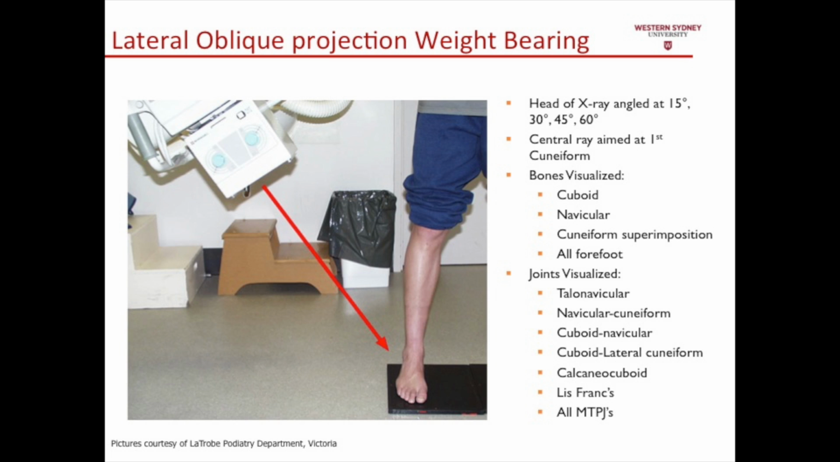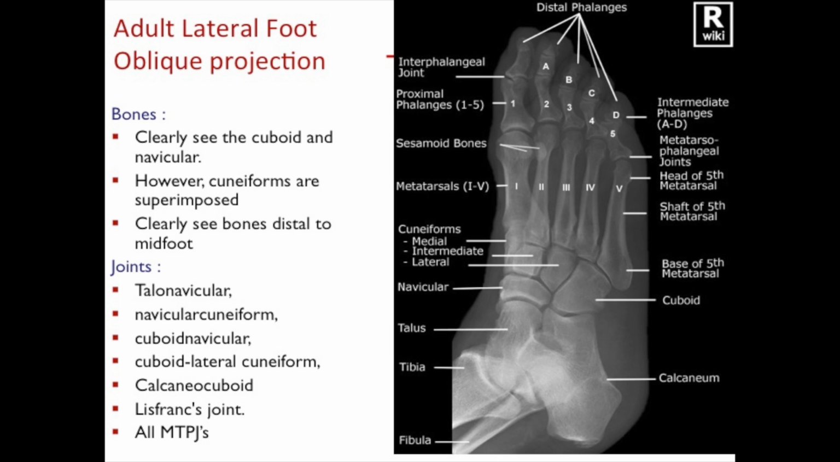In this slide we can see a typical example for a lateral oblique projection in a weight-bearing body position. Here we can see the X-ray source, the red arrow representing the direction of the X-ray beam, and that it would be directed in from the lateral side of the foot, but in an oblique direction. So this is the typical image of the foot that you would see from an oblique lateral projection.